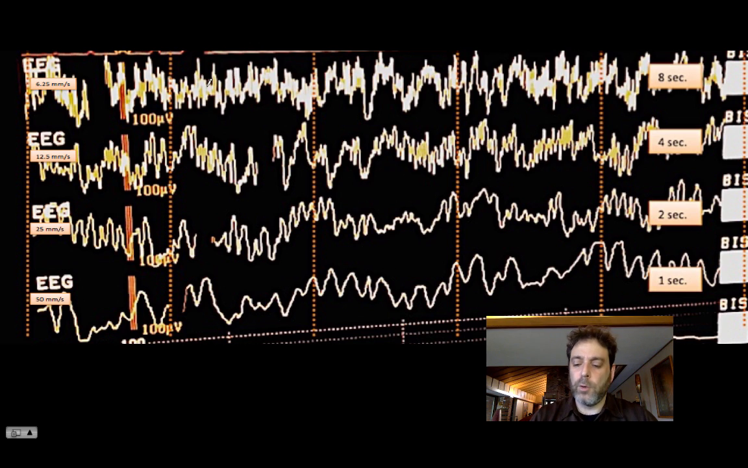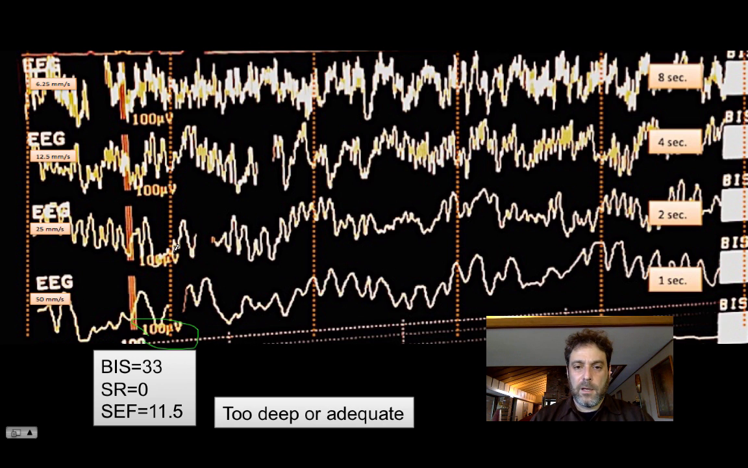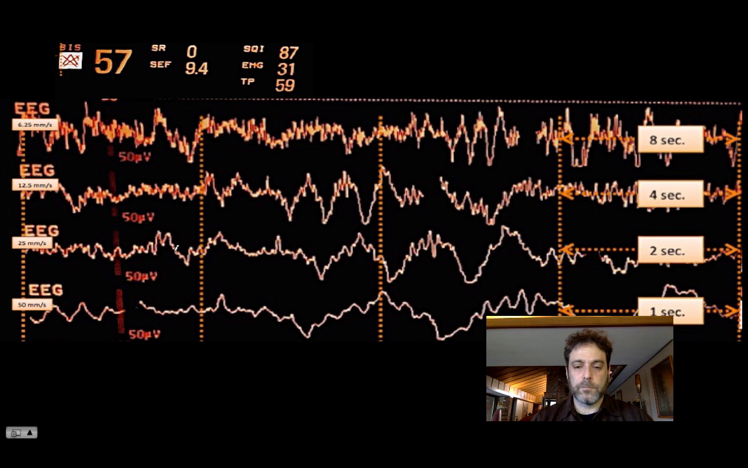four waves, one channel at 4 sweep speeds. We can count 1, 2, 3, 4, 5, 6, 7 or 8 hertz, slow delta waves, theta or alpha waves, high power, we're at 100 microvolts on our scale, so this is adequate probably, or too deep general anesthesia. The BIS is reading 33, so too deep or adequate as we had interpreted. How about this example?